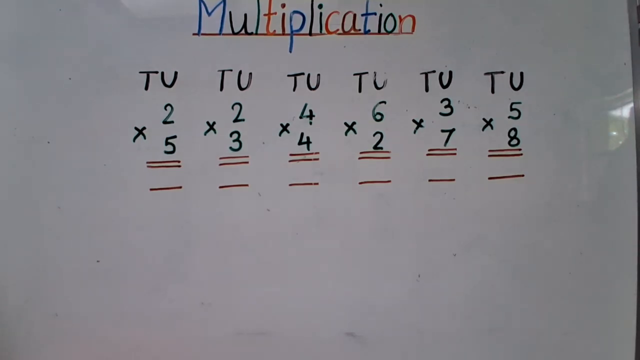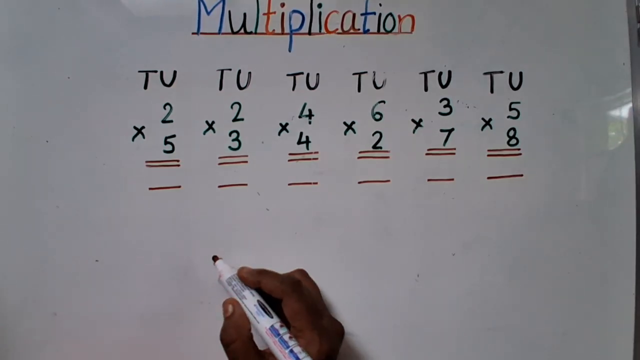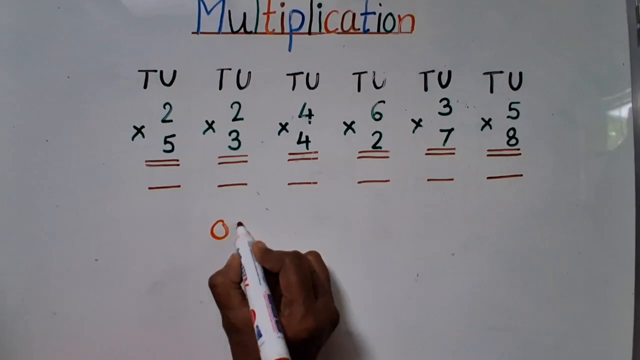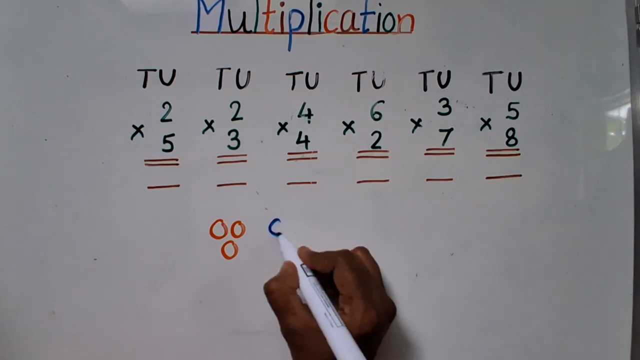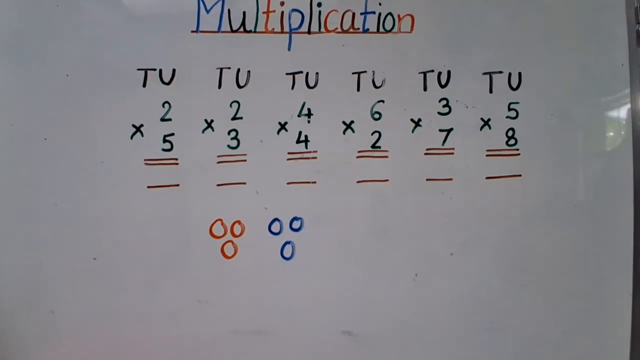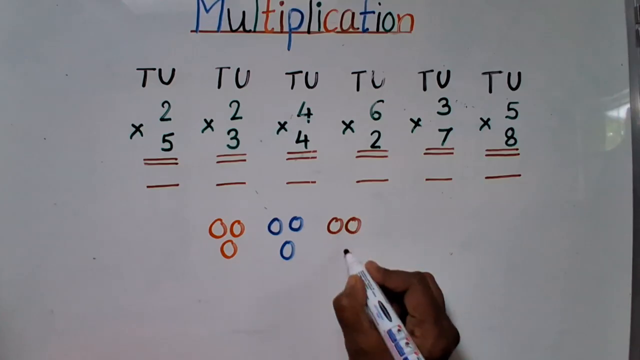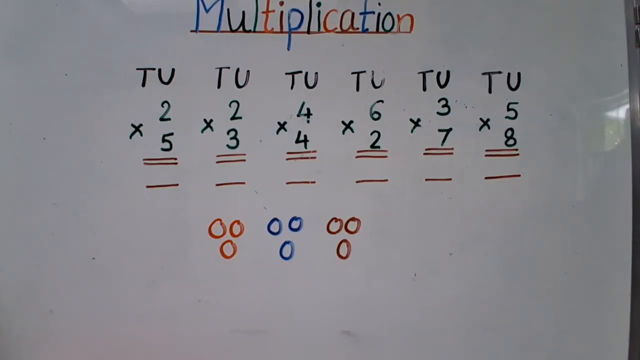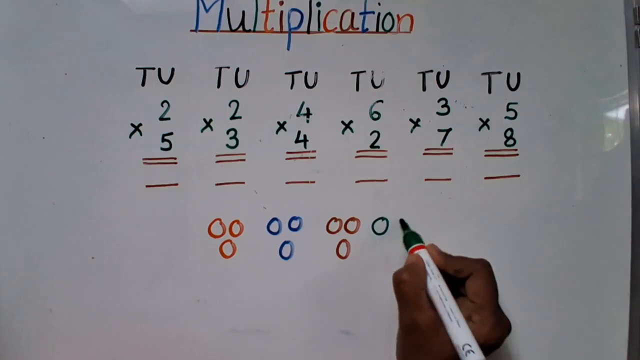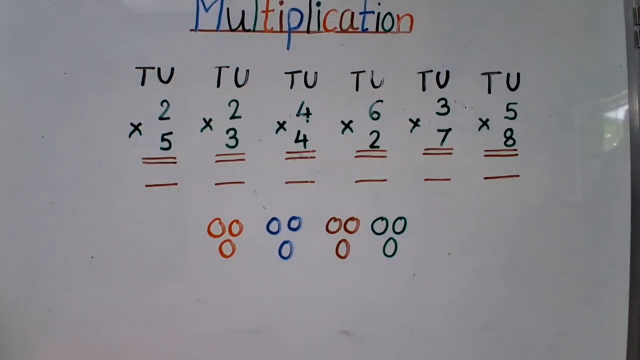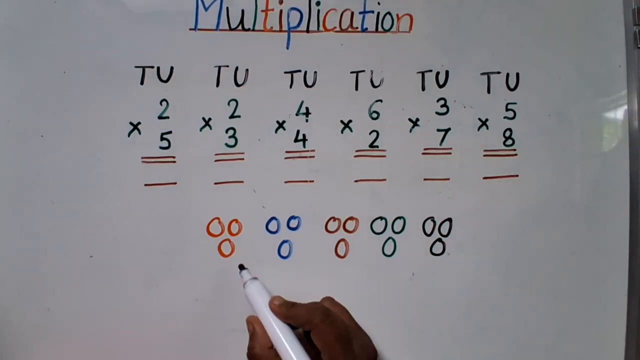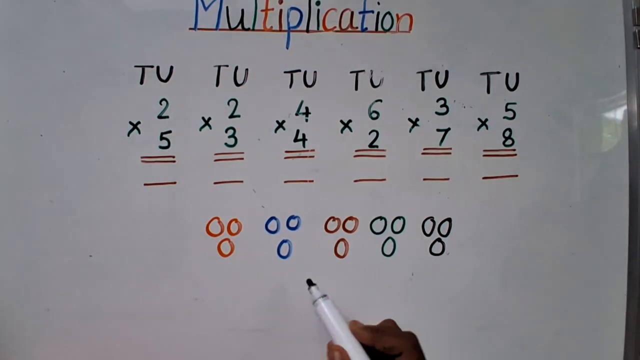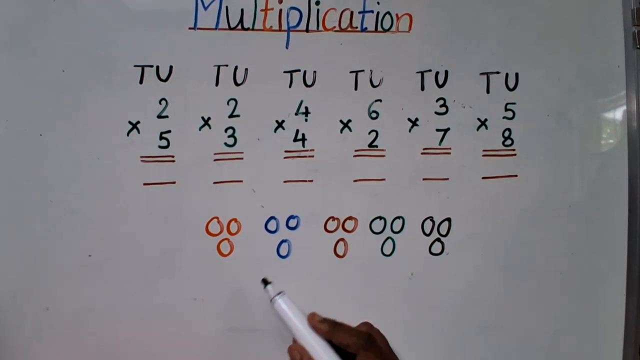See. If you have 5 groups of 3 balls in each group, I will show you. See, this is one group. Okay, this is the second group. This is the third group, and this is the fourth group, and this is the fifth group. See, there are 5 groups of 3 balls in each group.